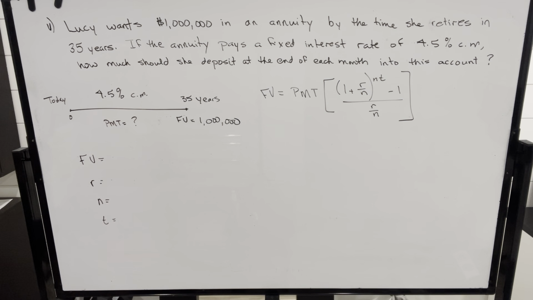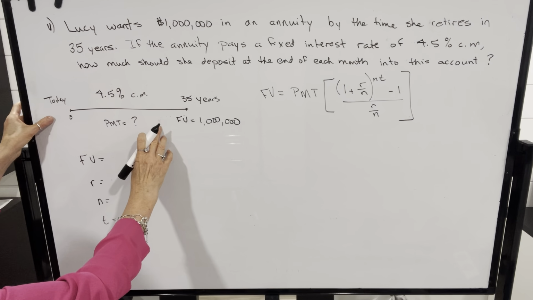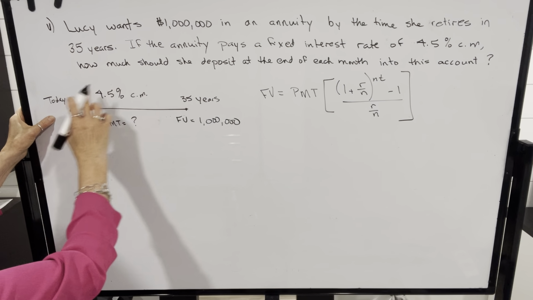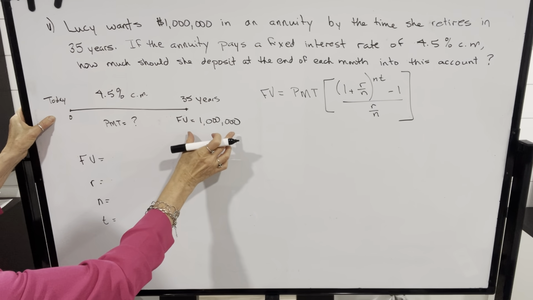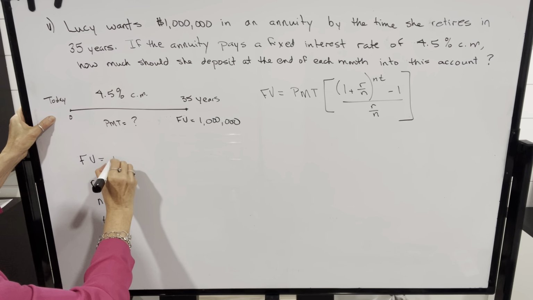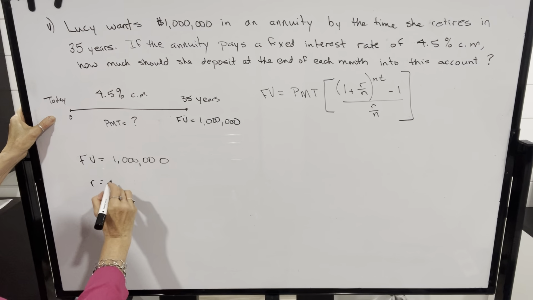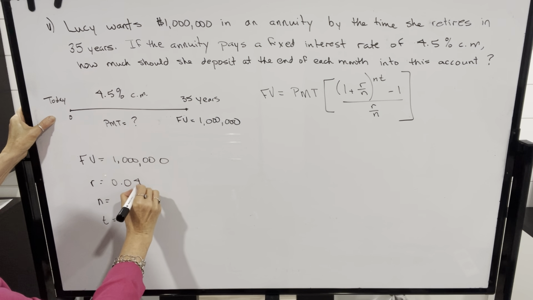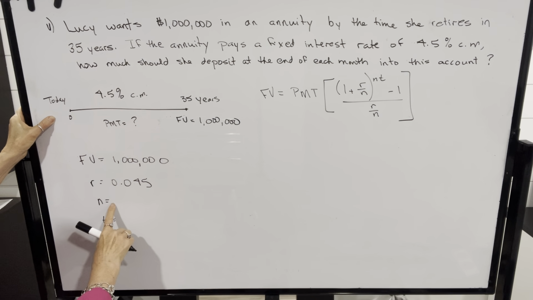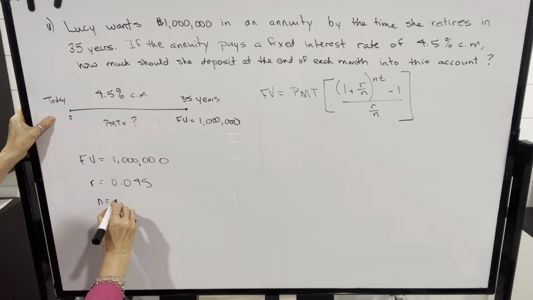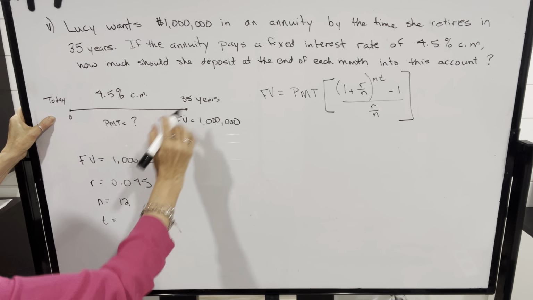35 years. If the annuity pays a fixed interest rate of 4.5% compounded monthly, how much should she deposit at the end of each month into this account? So if we set up our timeline, starting today and going to 35 years, we want a future value of $1 million. The interest rate as a decimal is 0.045. The number of compound periods per year is 12, and the number of years is 35.